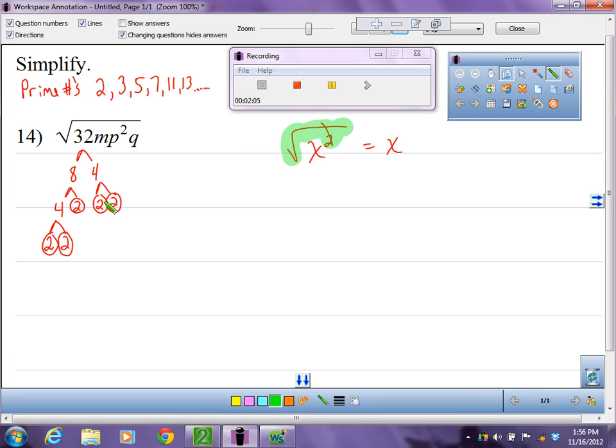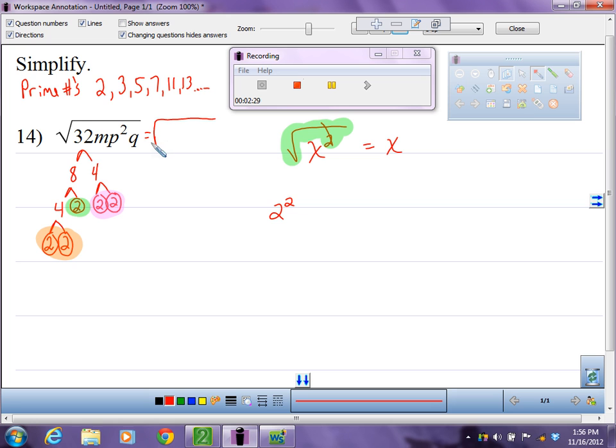And I see here that I have a pair of 2's right there. I have another pair of 2's right there. And I have this guy by itself there. But if I have pairs, 2 times 2, I can rewrite it as 2 squared. And everything here is under the square root, right? Another way of writing 32 will be 2 times 2 times 2 times 2 times 2, which is all of these 2's right here. If you put it in a calculator, that should be 32 right there.